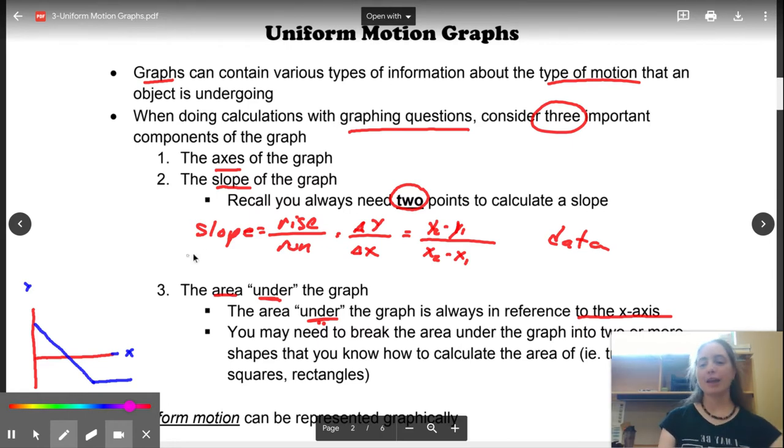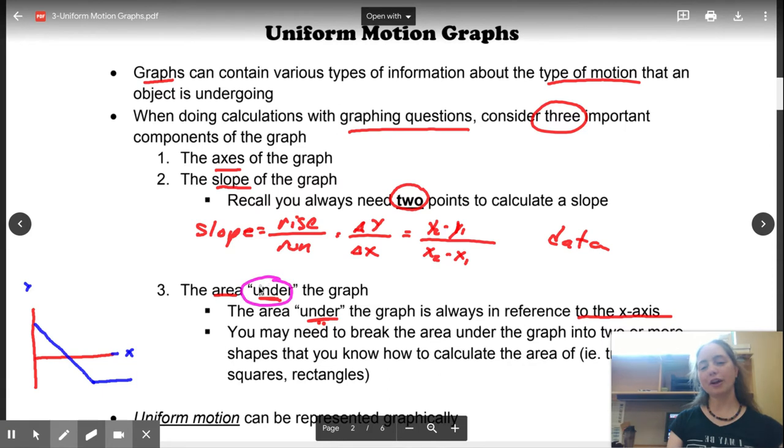And we're looking at the area under the graph. What that really means is between the line and the x-axis. So it means that this pink region here, that x-axis there.